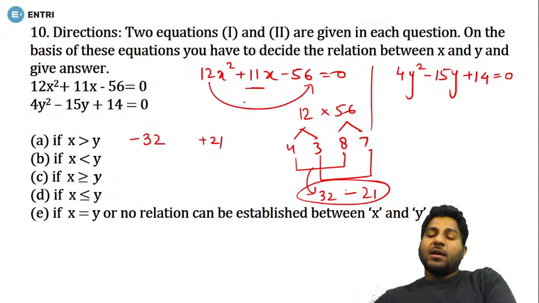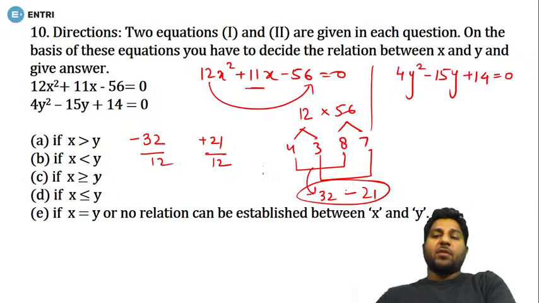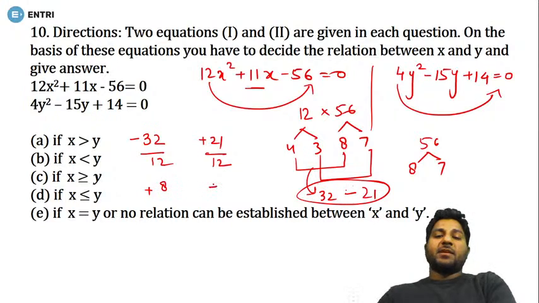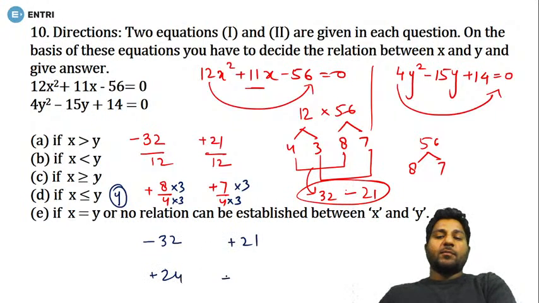So the answer will be reversed and divided by 2, 12 divided by 12. Now here 4 14 56, 56 is 8 and 7. Okay, so plus 8 and plus 7, and it will be divided by 4. So what will we do? We will multiply the y's factors into 3, and then we will be getting minus 32 plus 21 plus 24 plus 21.